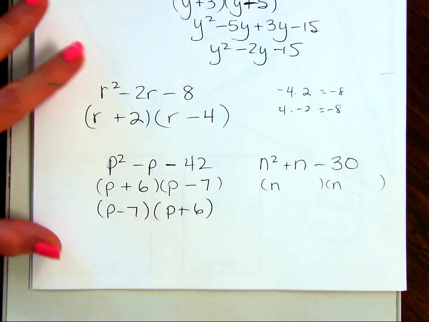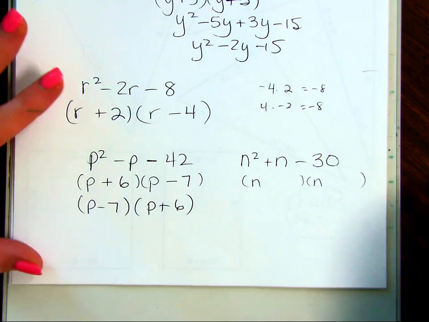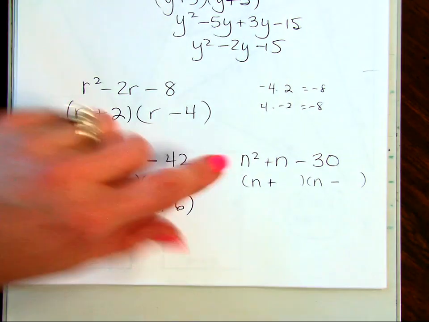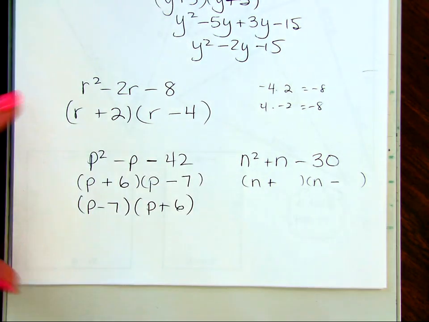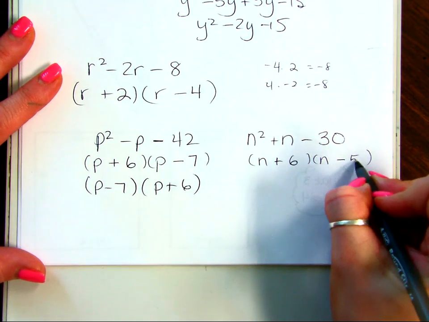So same thing happens over here. 5 and 6, right? Except this time, I want my sum to be positive, so where should the 6 go? With the positive, and the 5 goes here. Okay, I think you got it?